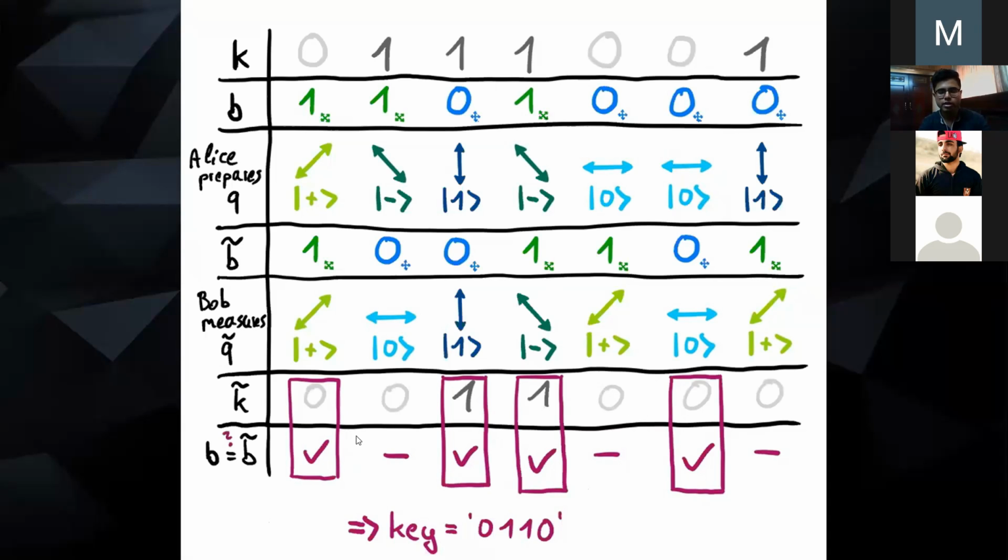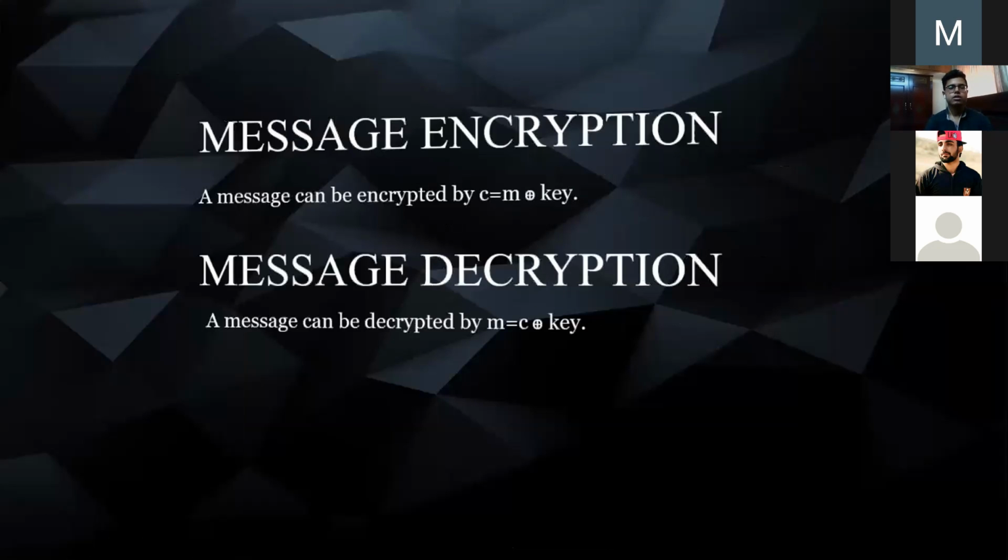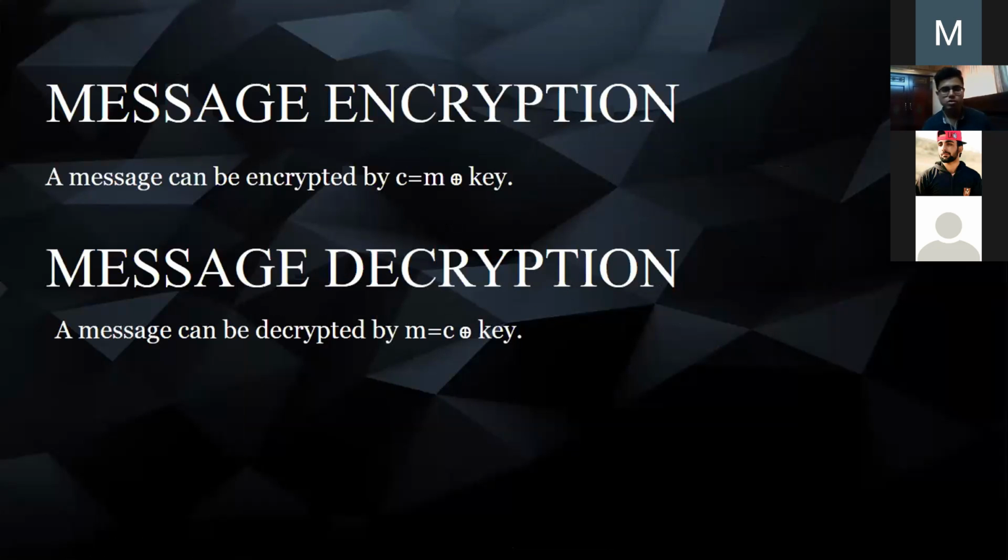It's called the key. Now the value of the key is 0110. So what we are going to do with this value, we will find next. The value of the key here we find is 0110. Now let's move here. This is the main point of cryptography, message encryption and message decryption. Using the protocol BB84, we will do encryption as well as message decryption.